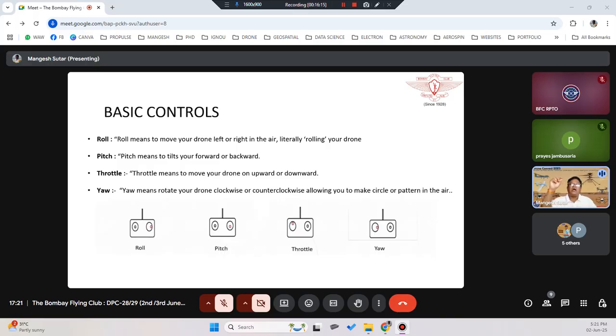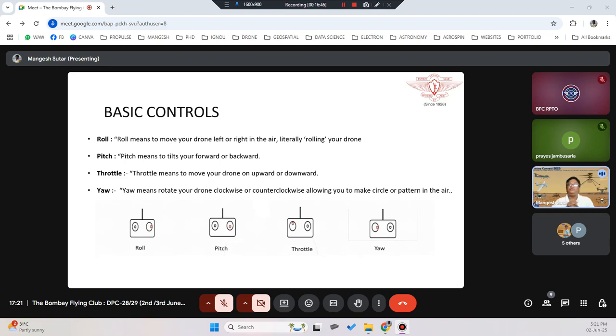Your up and down motion is pitch. Your left and right or lateral motion is called roll. Same thing for your left side. Up and down is called throttle up, throttle down, and yaw is your lateral motion. It is yaw left and yaw right. So you can see here roll, pitch, throttle, yaw. So this is called RPTY, and this combination is called mode 2.